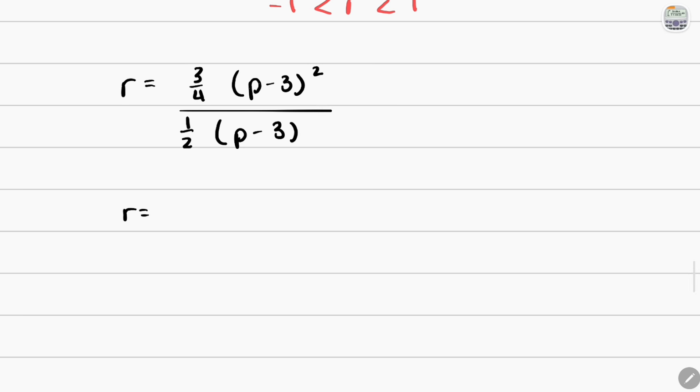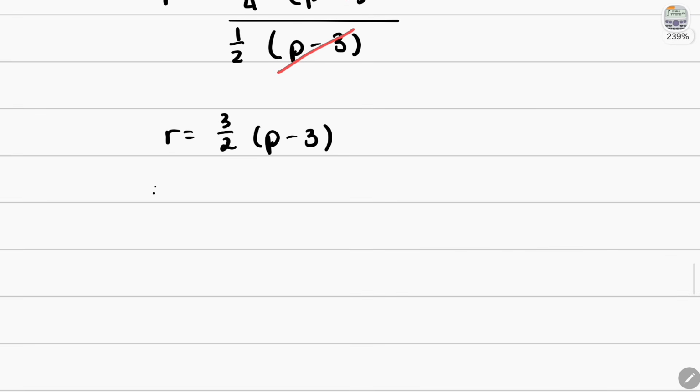And it's going to be in terms of p. So let's just deal with this first. You see that you have (p minus 3) all squared and then (p minus 3). So one of them will cancel here and you're just left with p minus 3. And what is 3 over 4 divided by 1 over 2? 3 divided by 1 is 3, 4 divided by 2 is 2. So it's 3 over 2. So we have 3 over 2 times (p minus 3). We might as well just distribute here, making the ratio 3 over 2 p, and then that's going to become minus 9 over 2.